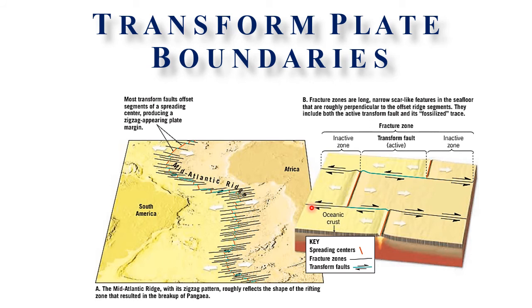Most transform faults are found on the ocean floor where they offset the segments of the oceanic ridge system, producing a step-like margin, as we can see over here. Notice that the zigzag shape of the mid-Atlantic ridge roughly reflects the shape of the original rifting that caused the breakup of the supercontinent Pangaea, compared to the shape of the continental margins of the landmasses on both sides of the Atlantic and the shape of the mid-Atlantic ridge. So they have got similarity.